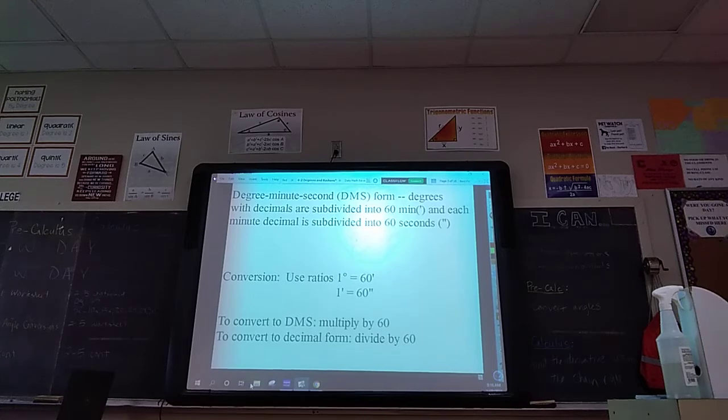So if you start with a decimal and you want to turn that into a minute and a second, we're going to multiply by 60 because we want to make it bigger. So we don't want it to be a decimal anymore. And then if we start with a minute and second and we want to convert it back into a decimal, that's when we divide by 60. So we take our seconds, convert them back into minutes first, then convert the minutes back into degrees. So we're going to go through some examples now.